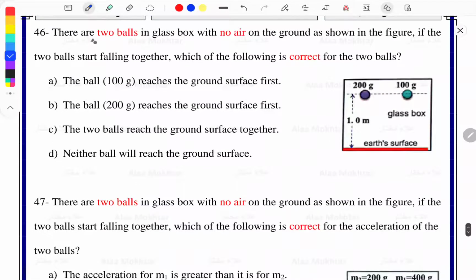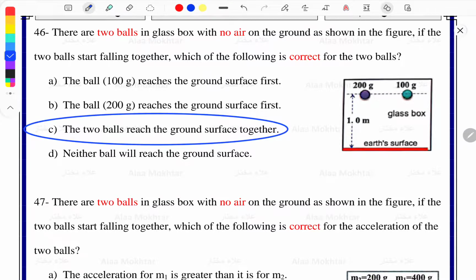Okay, there are two balls in a glass box, no air resistance, on the ground as shown in the figure. If the two balls start falling together, which of the following is correct for the two balls? These two balls will reach the surface at the same time. Okay, because both balls accelerate under gravitational acceleration. So the balls reach the ground together. Yes, this is the correct answer. They reach at the same time.